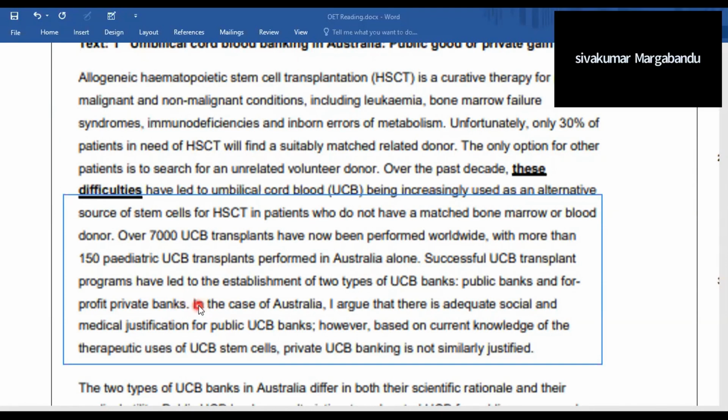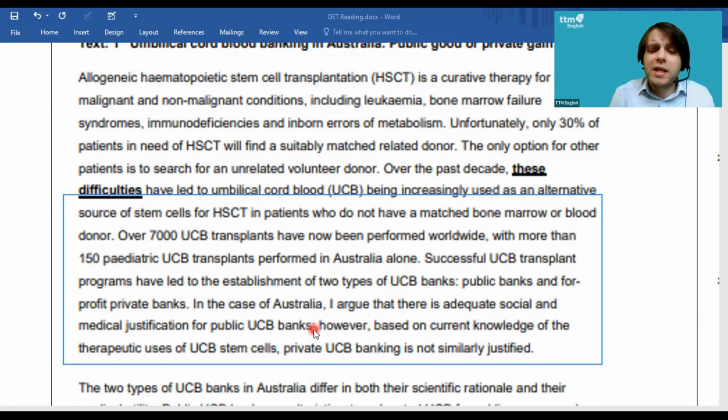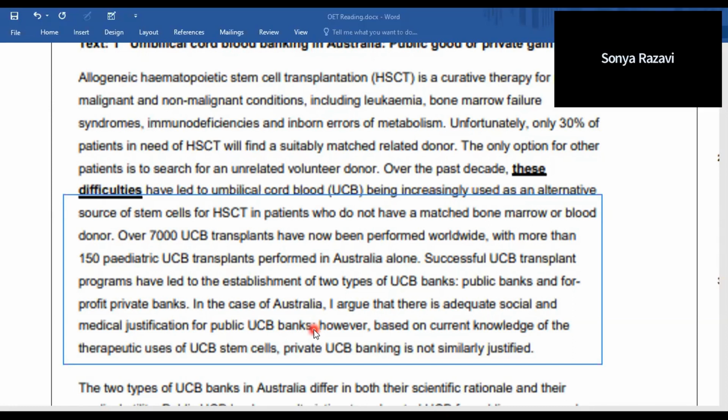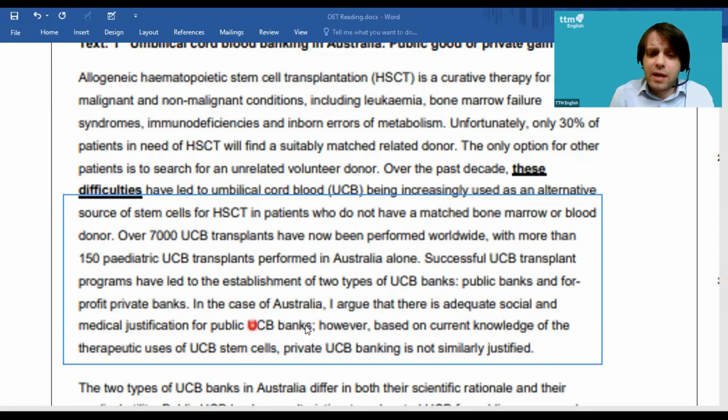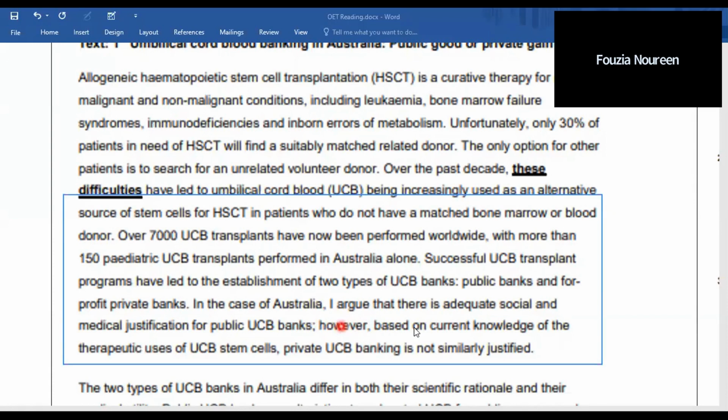Okay, continue. In the case of Australia, I argue that there is adequate social and medical justification for public UCB banks. Okay. Now, what's the question again, guys? What will be the author's argument? This seems important, doesn't it? Yes. But let's continue, because look, however... can you continue? However, based on current knowledge of the therapeutic use of UCB stem cells, private UCB banking is not justified. Thank you very, very much.